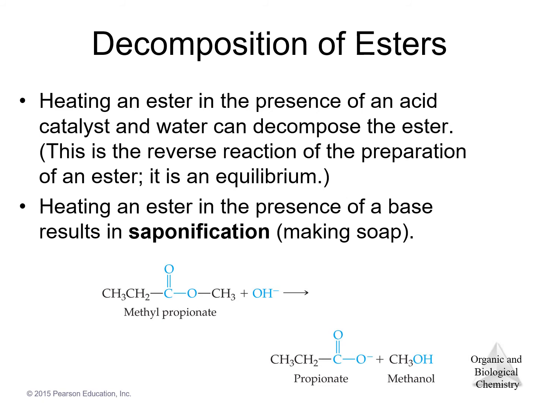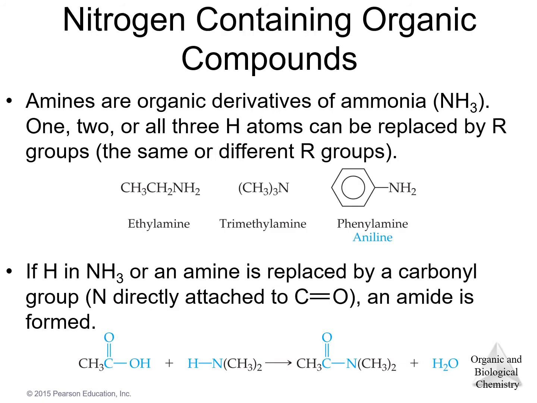Now, when you take an ester and put it in the presence of an acid catalyst and water, it decomposes to that. This is called a reverse reaction to preparation. It's in equilibrium. And so this is called saponification, basically making soap. If you heat an ester in the presence of a base, you are basically making soap.